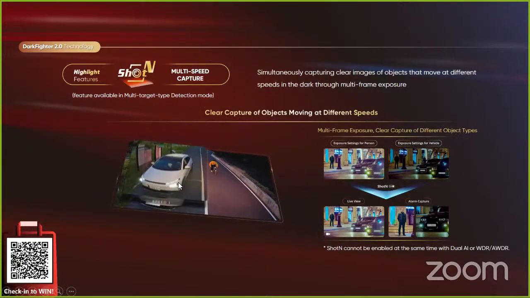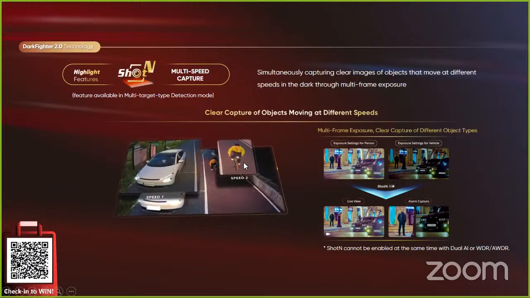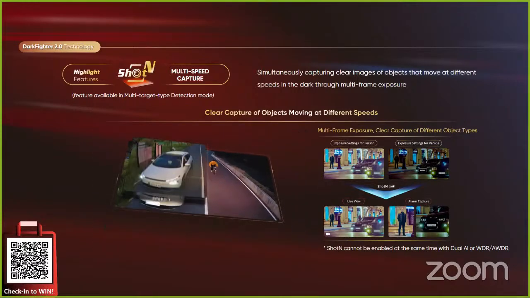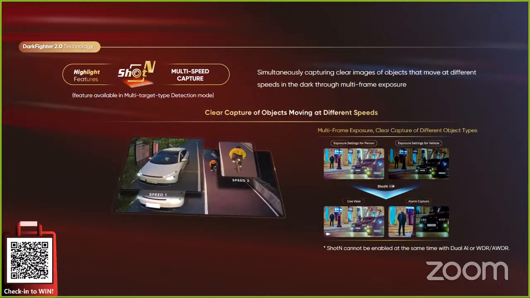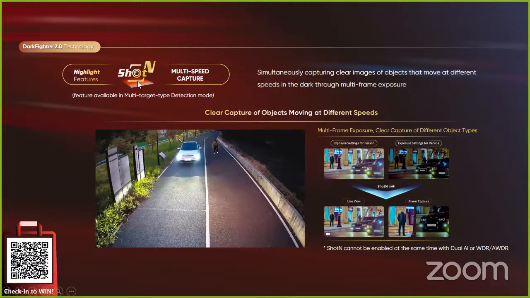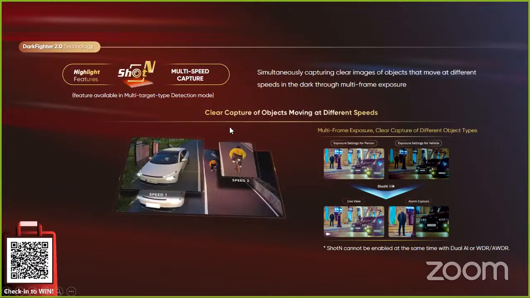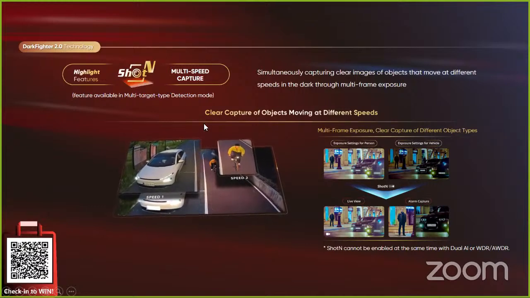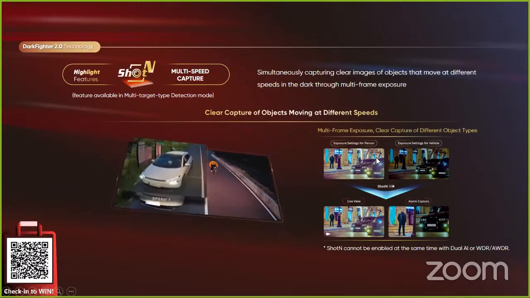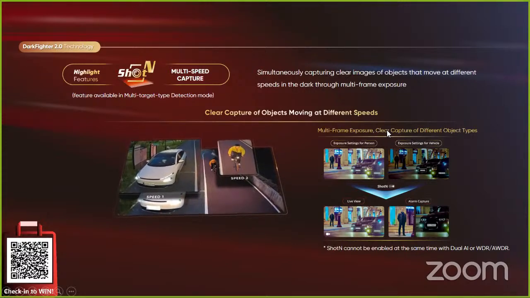For example, for the vehicle and for the bicycle rider. The answer is yes, of course. For vehicles, it realizes capturing a clear image for objects moving at different speeds, especially in the darkness, by the multi-frame exposure. So remember, what is this function named? We call it Shorten, short for different speed target. And later in the demo presentation part, we will show you where and how to set it. This multi-frame exposure gets a clear capture for the different object types.